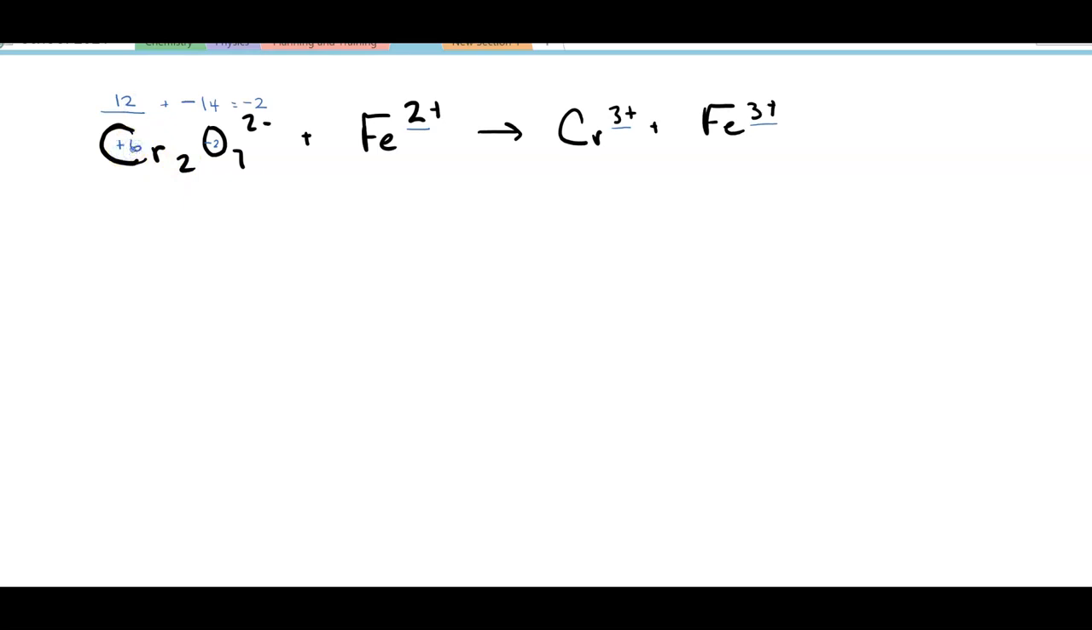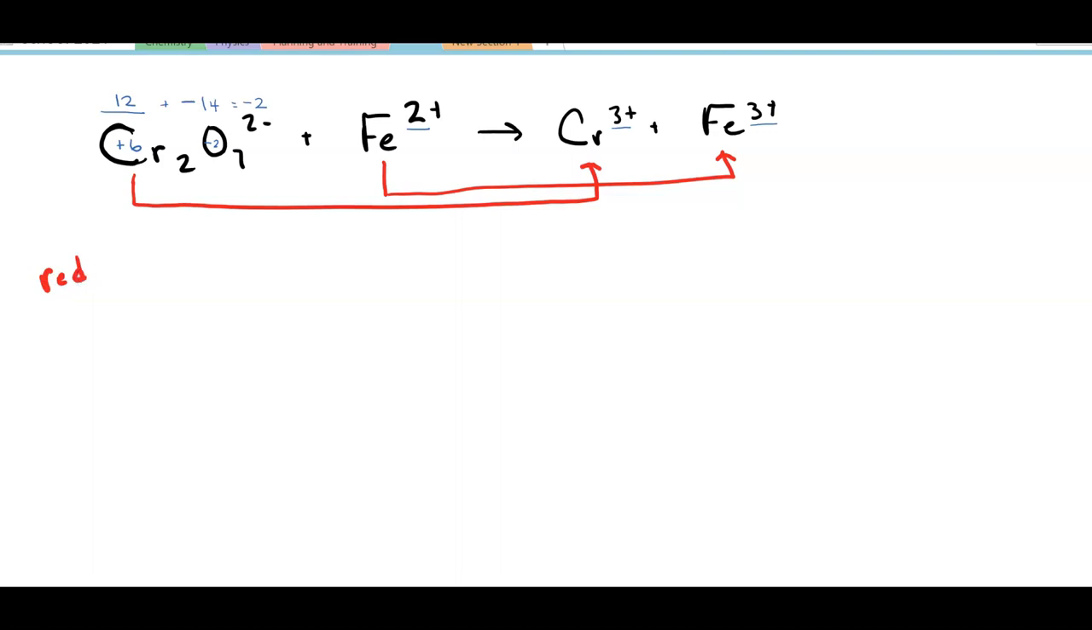Now I need to see what's being reduced and what's being oxidized. My pairs here, iron 2 is becoming iron 3. How does it do that? By losing an electron. And chromium 6, a +6, is becoming chromium 3. How does it do that? By gaining electrons. So my reduction is gain, and so OIL RIG: reduction is gain of electrons.